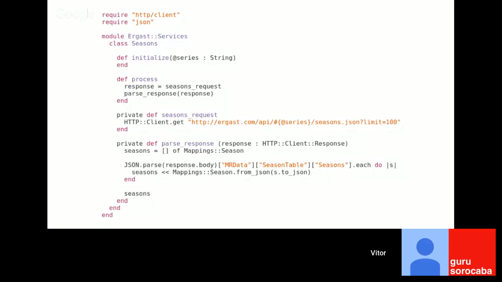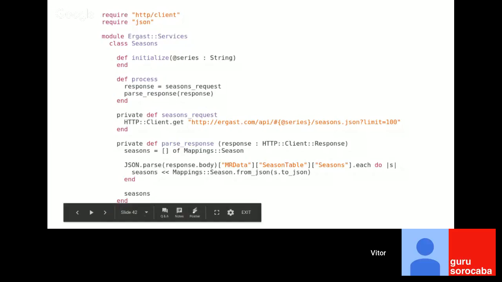We are initializing the class here. This is a cool thing about Crystal. When you have an initialize method that just assigns a value to a variable, you can just add this @ sign here, and it will do like @series = series, so we don't need to do that by hand. On the process method, we are just calling this method here, seasons request, that will call the API, the Ergast Motorsport database, and get the results, the JSON, to the parse response method.